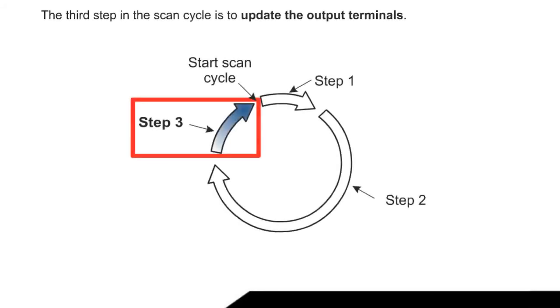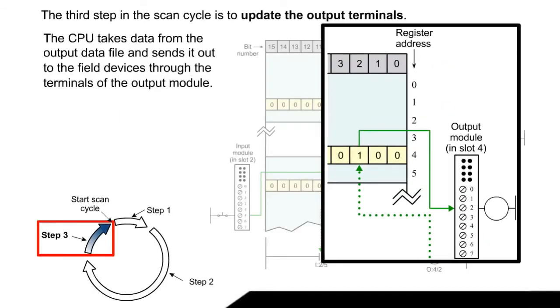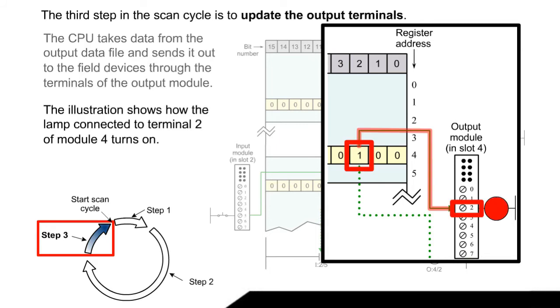The third step of the scan cycle is to update the output terminals. The CPU takes data from the output data file and sends it out to the field devices through the terminals of the output module. The illustration shows how the lamp connected to terminal 2 of module 4 turns on.